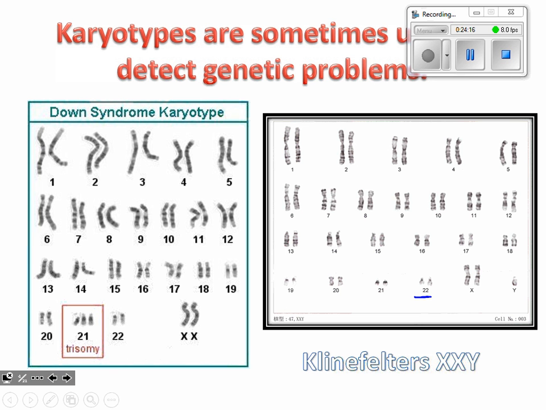The 21st pair. All of our chromosomes come in pairs. What's different about the 21st pair, Tiara? There's 3 of them. There's supposed to be how many? 2. This person doesn't have 46 chromosomes. They have 47. This person has Down syndrome.